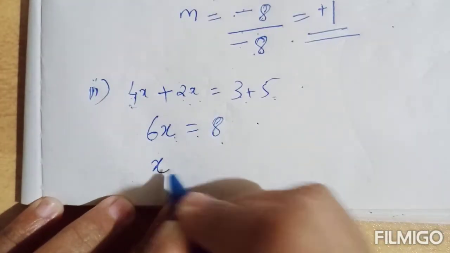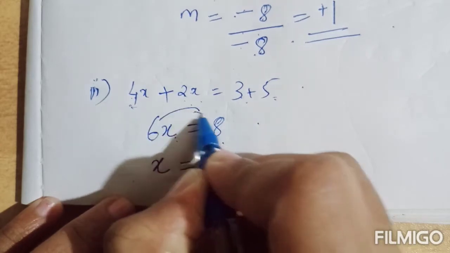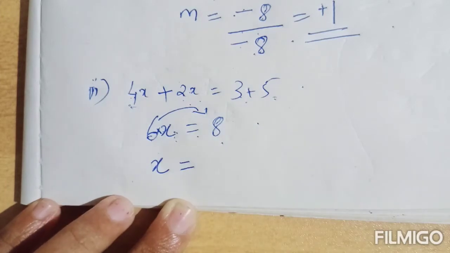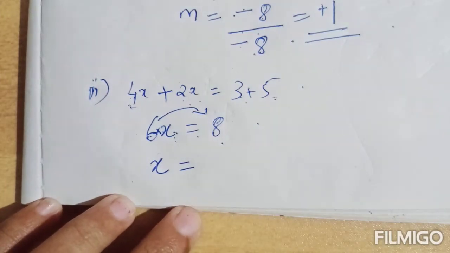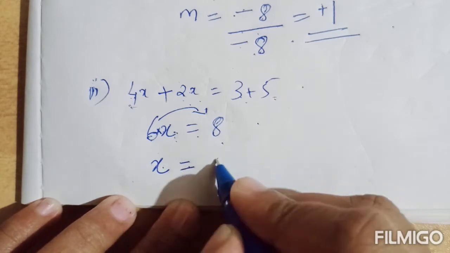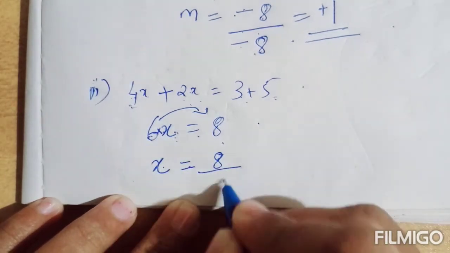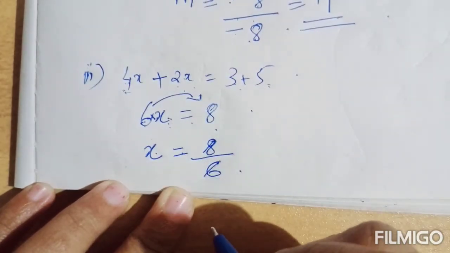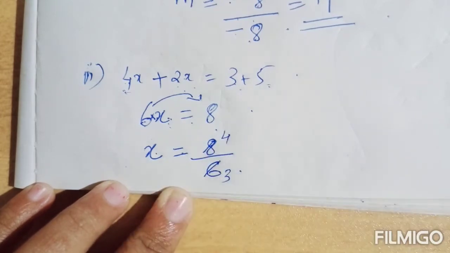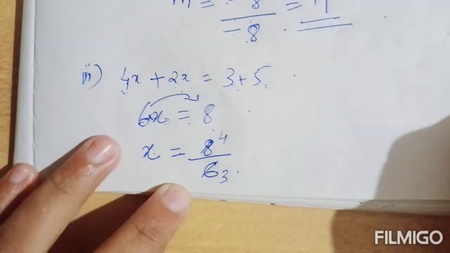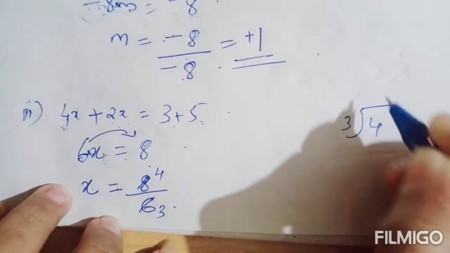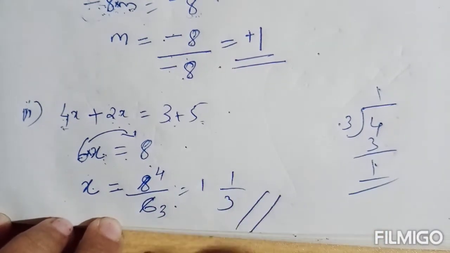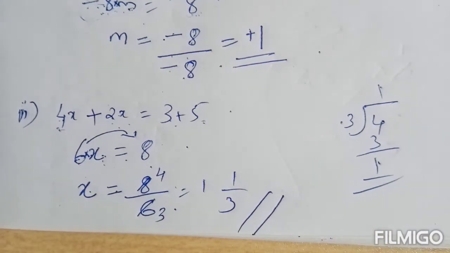Now we have to find the value of x. So 6 we are taking to the other side. 6 into x here, so multiplication 6 we are taking to the other side. So that will be divided by 6. x equal to 8 by 6. We can reduce this. Both will go in 2. So here 4, here 3. 4 by 3. 4 by 3 we can convert to a mixed fraction. You will get 1 by 3. So x equal to 1 by 3 will be the answer.